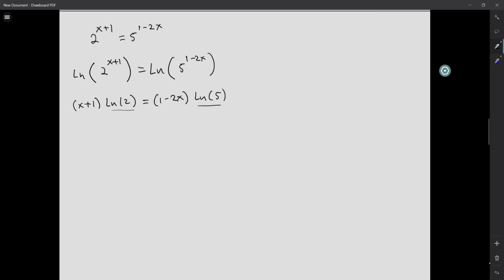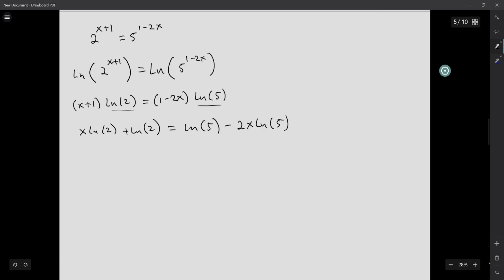And then I want to solve for x. So I think the best thing to do here is going to be distribute. So I've got x ln 2 plus natural log of 2 equals, and then natural log of 5 minus 2x natural log of 5. I'm going to get all of my x's together, and then all the extra junk away. So I'll put all the x's on the left.